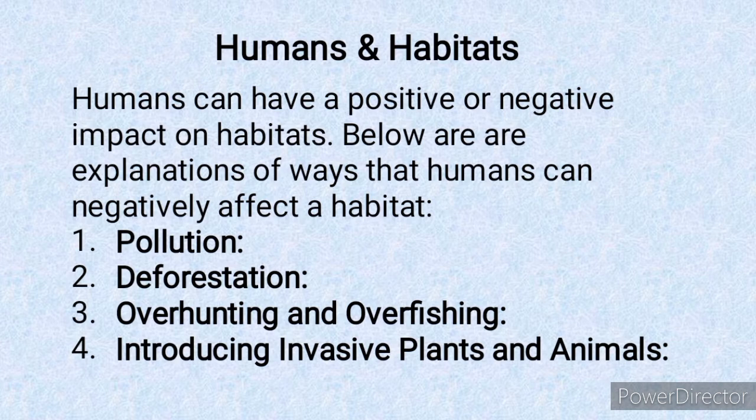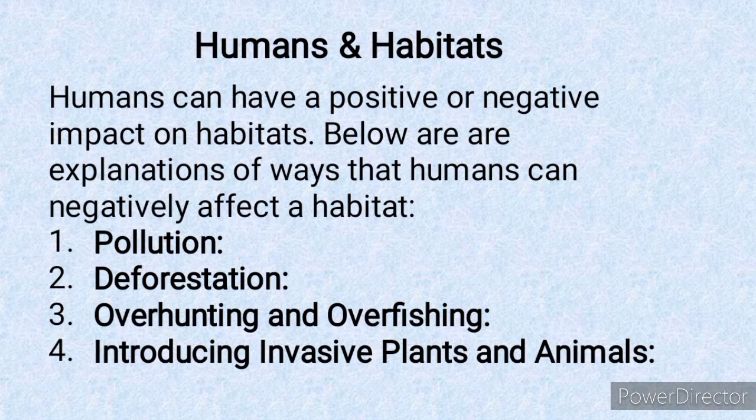Humans and habitat. Humans can have a positive or negative impact on habitat. Below are some explanations of ways that humans can negatively affect a habitat. 1. Pollution. Humans' activities have resulted in pollution. And you know what pollution is? The release of harmful substances into the environment. We have polluted our air, that is air pollution. We have polluted our water, that is water pollution. We have polluted our land, that is land or soil pollution.